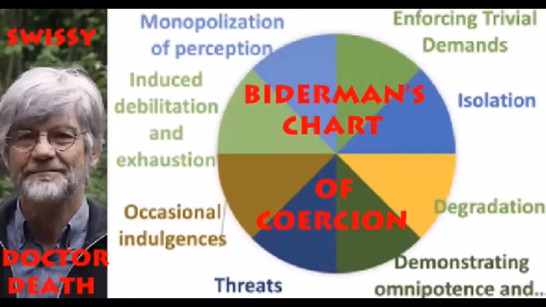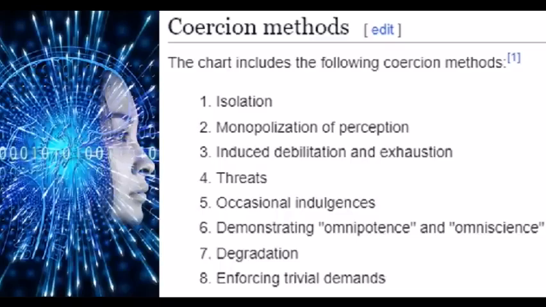A result of 1, isolation, of 2, monopolization of perception, of 4, threats, of 6, demonstrate omnipotence, of 7, degradation, and of 8, enforcing trivial demands, thus all leading to make you think that you're weak and leading to chronic exhaustion, which we call a burnout today. So I show you one more time using the chart of Biedermann of Wikipedia here, 1 to 8.